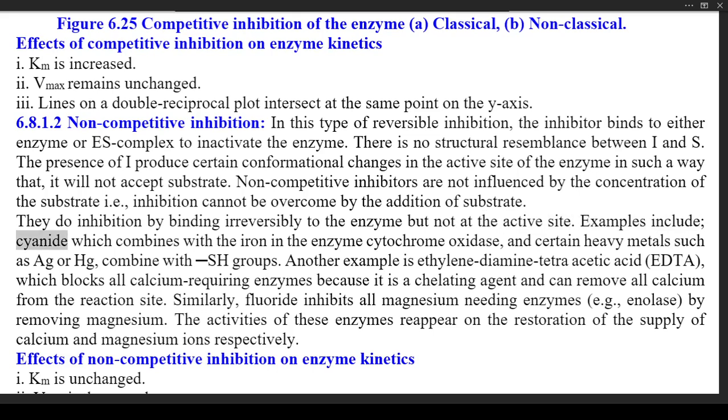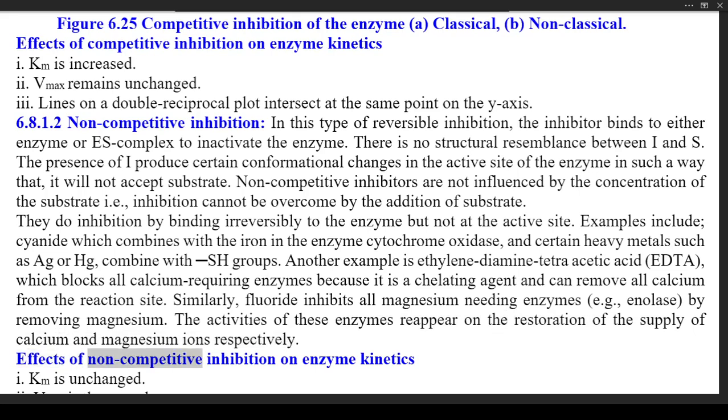Examples include cyanide, which combines with the iron in the enzyme cytochrome oxidase, and certain heavy metals such as Ag or Hg, which combine with SH groups. Another example is ethylene diamine tetraacetic acid, EDTA, which blocks all calcium-requiring enzymes because it is a chelating agent and can remove all calcium from the reaction site. Similarly, fluoride inhibits all magnesium-needing enzymes, for example enolase, by removing magnesium. The activities of these enzymes reappear on the restoration of the supply of calcium and magnesium ions respectively.